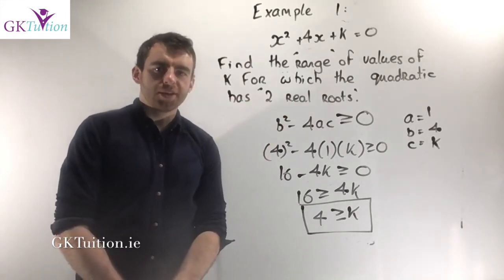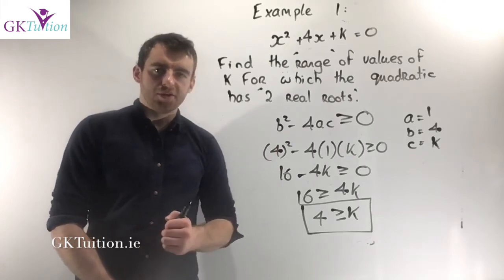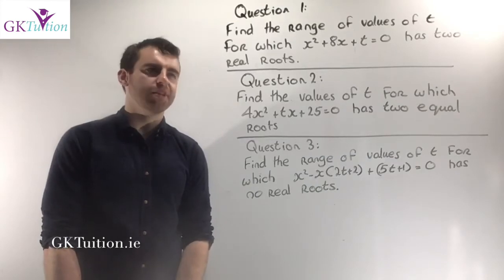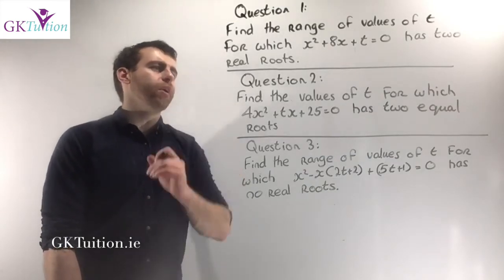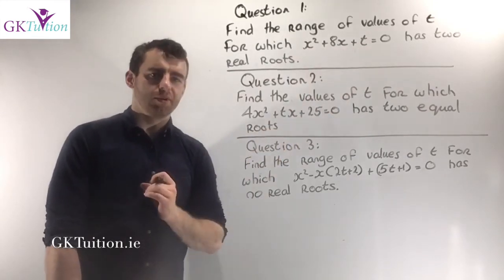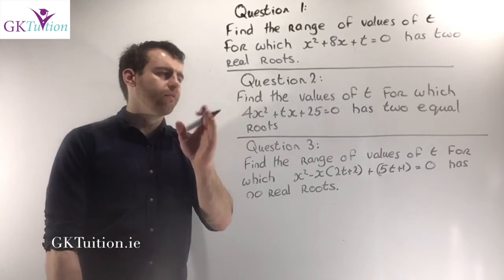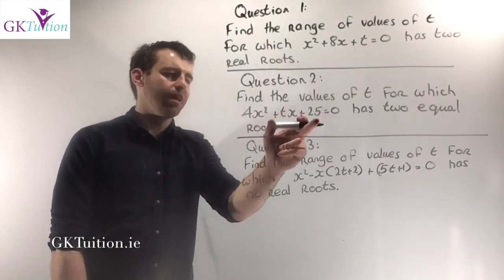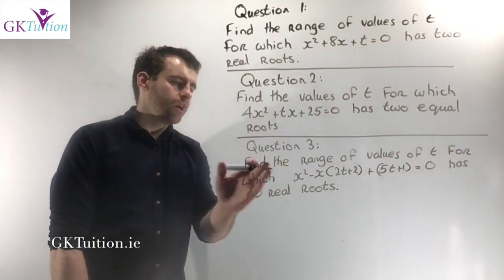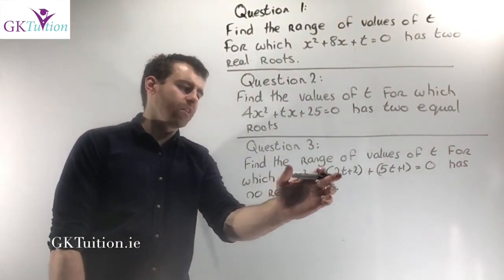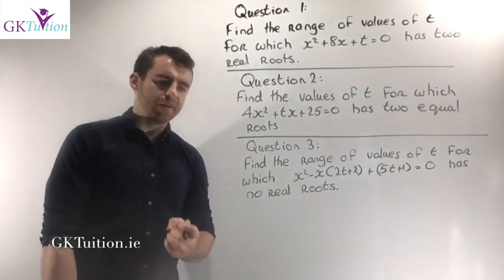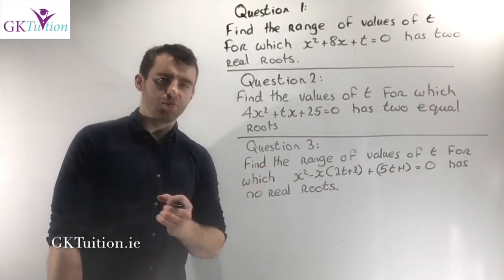So I'm going to give you a few questions here that, based on this theory, you should be able to solve. So I want you to complete 3 questions in order to practice this material. The first one says to find the range of values of t for which x squared plus 8x plus t equals 0 has two real roots. In the second one, you're looking for the values of t for which 4x squared plus tx plus 25 equals 0 has two equal roots. And in question 3, you have a quadratic x squared minus x times (2t plus 2) plus 5t plus 1 equals 0. And you're looking for the values of t for which this quadratic has no real roots.